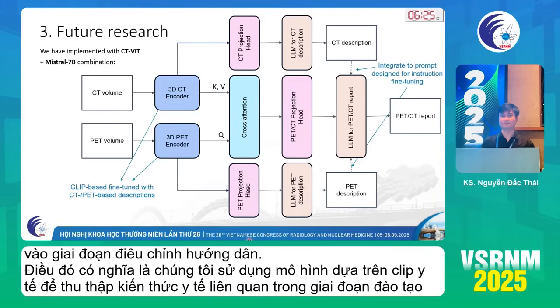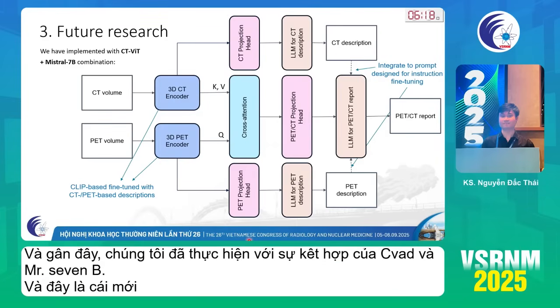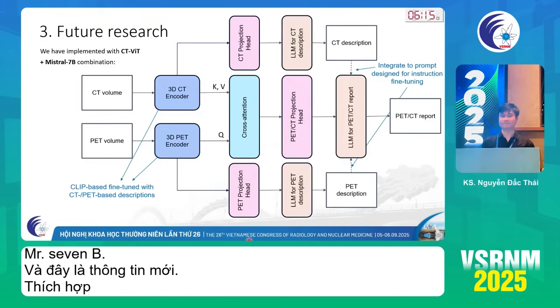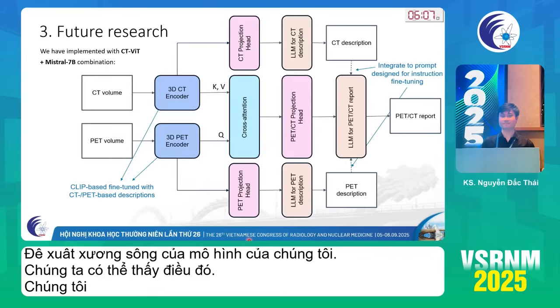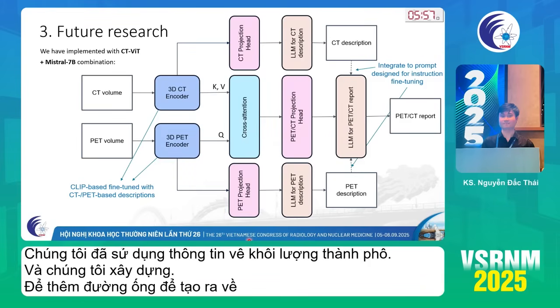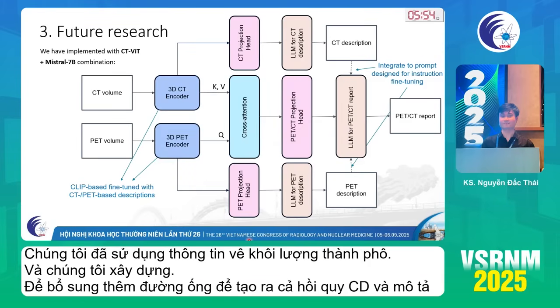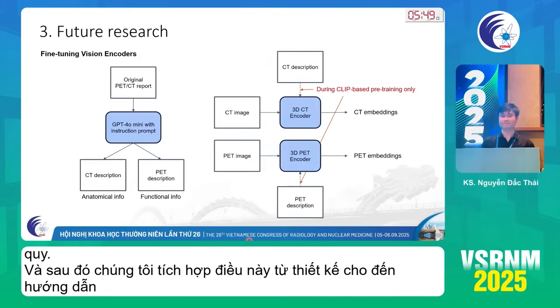And recently we have implemented a combination of CT-ViT and Mistral 7B, and here's the new proposed backbone of our model. We can see that we already use the information of the CT volume, and we build two additional pipelines to generate both the CT description and the PET description, and then we integrate these into the prompt design for instruction fine-tuning in detail.